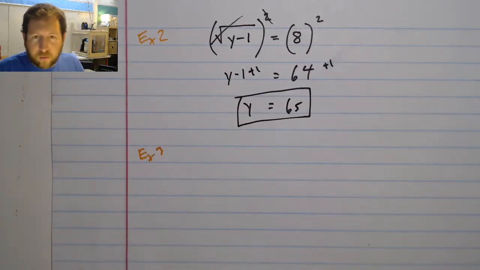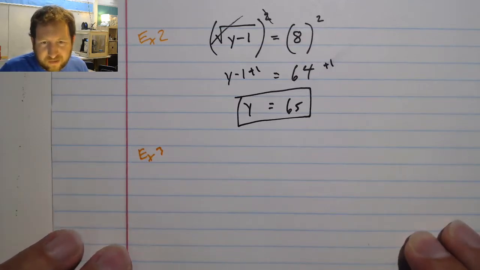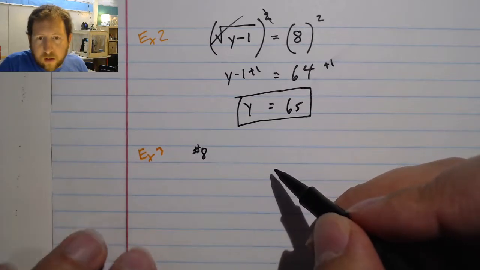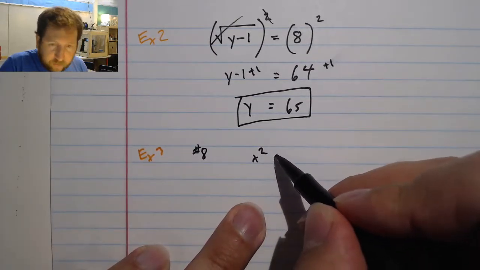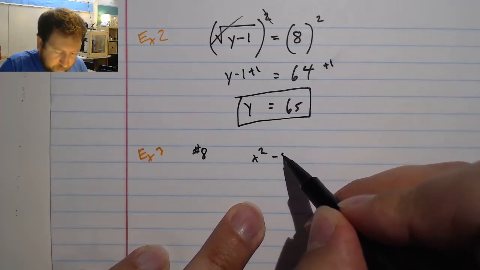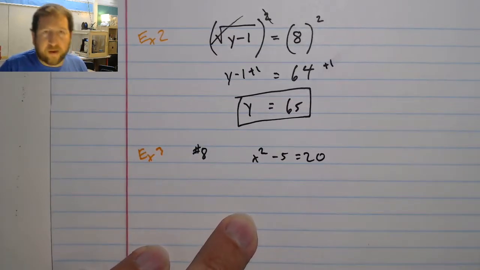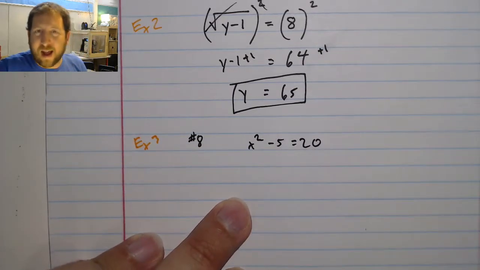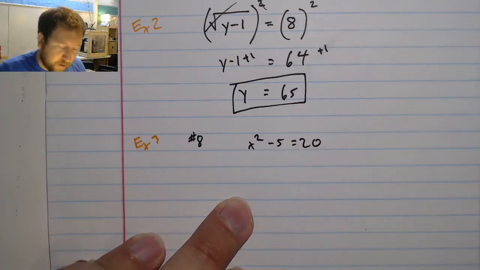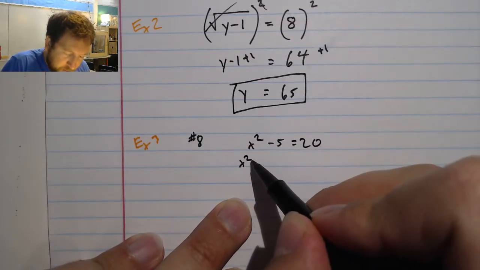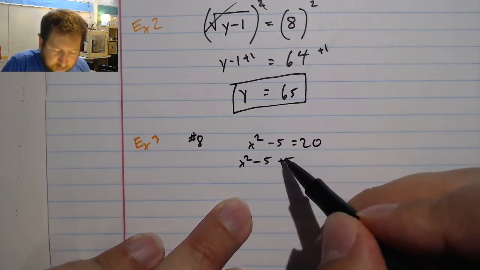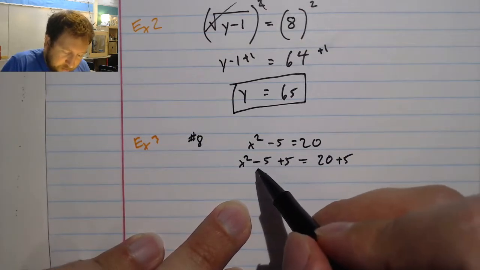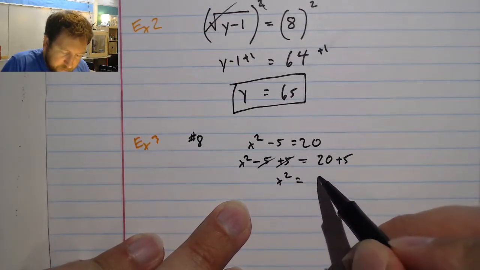Example 3, which is, let's do number 8 from the homework. Number 8 says x squared minus 5 equals 20. All right, to solve this one, all I'm going to do is add 5 to both sides because I need to isolate my variables before I can do any kind of squaring or square rooting. So I'm going to do x squared minus 5 plus 5. And this plus 5 is what's undoing my negative 5, right? 20 plus 5. Okay, these cancel off, and I have x squared equals 25.